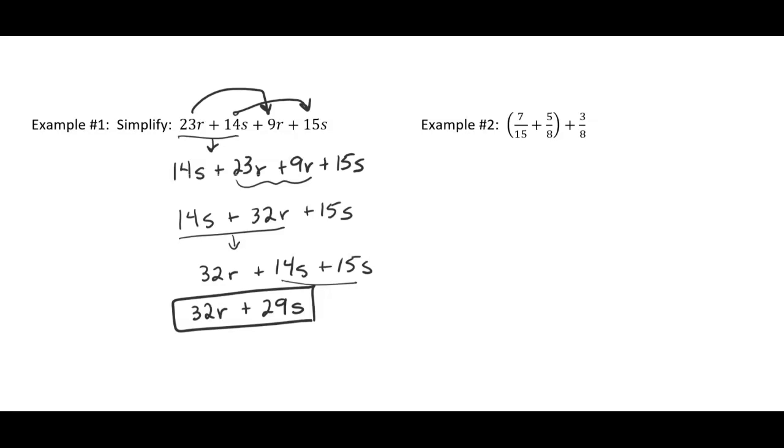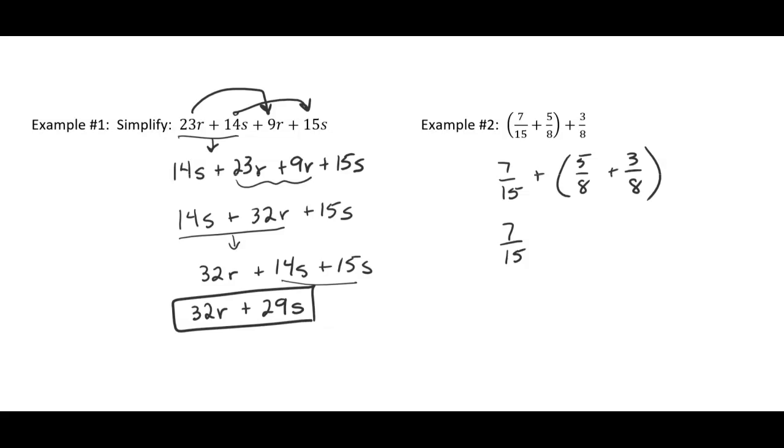It has parentheses, and they want you to add 7/15 plus 5/8, and then after you do that, add 3/8. That's what the order of operations says. But I don't really want to add the 7/15 and the 5/8. I don't want to do what's in the parentheses because it's going to be hard. I'm going to have to get a common denominator. So I'm going to use the associative property and say 7/15 plus, and then I'm going to add the 5/8 plus 3/8. Now I'm going to get lucky here because I have common denominators.